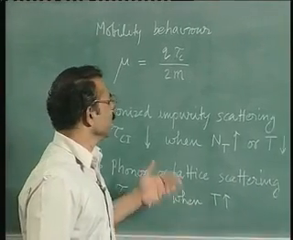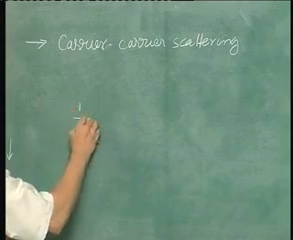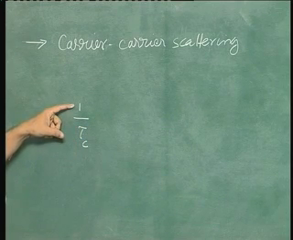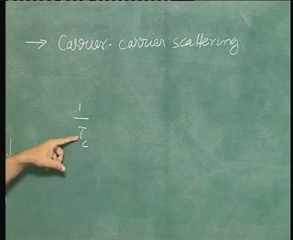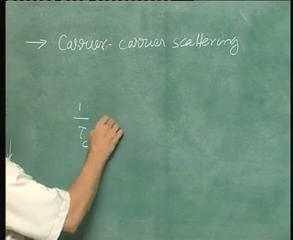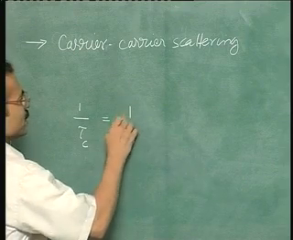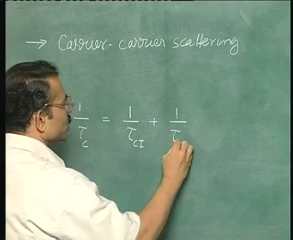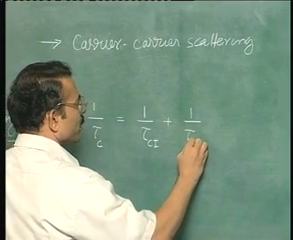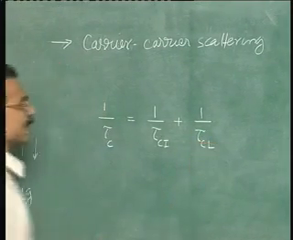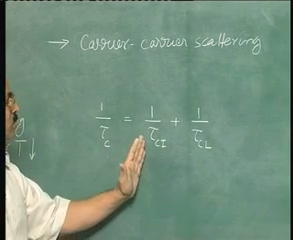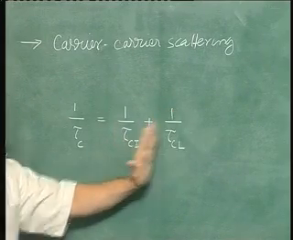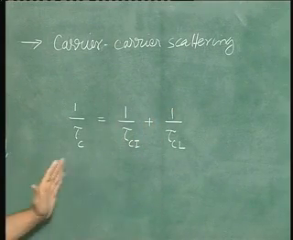Now how do we do that? We can write the equation 1 by tau c, which represents the number of scattering events per unit time, because tau c is the mean free time between collisions. So 1 by tau c, the total number of scattering events, is the sum of scattering events due to ionized impurity plus all the scattering events due to lattice scattering. So you add up these two, you get the total number of scattering events. So this is the formula.